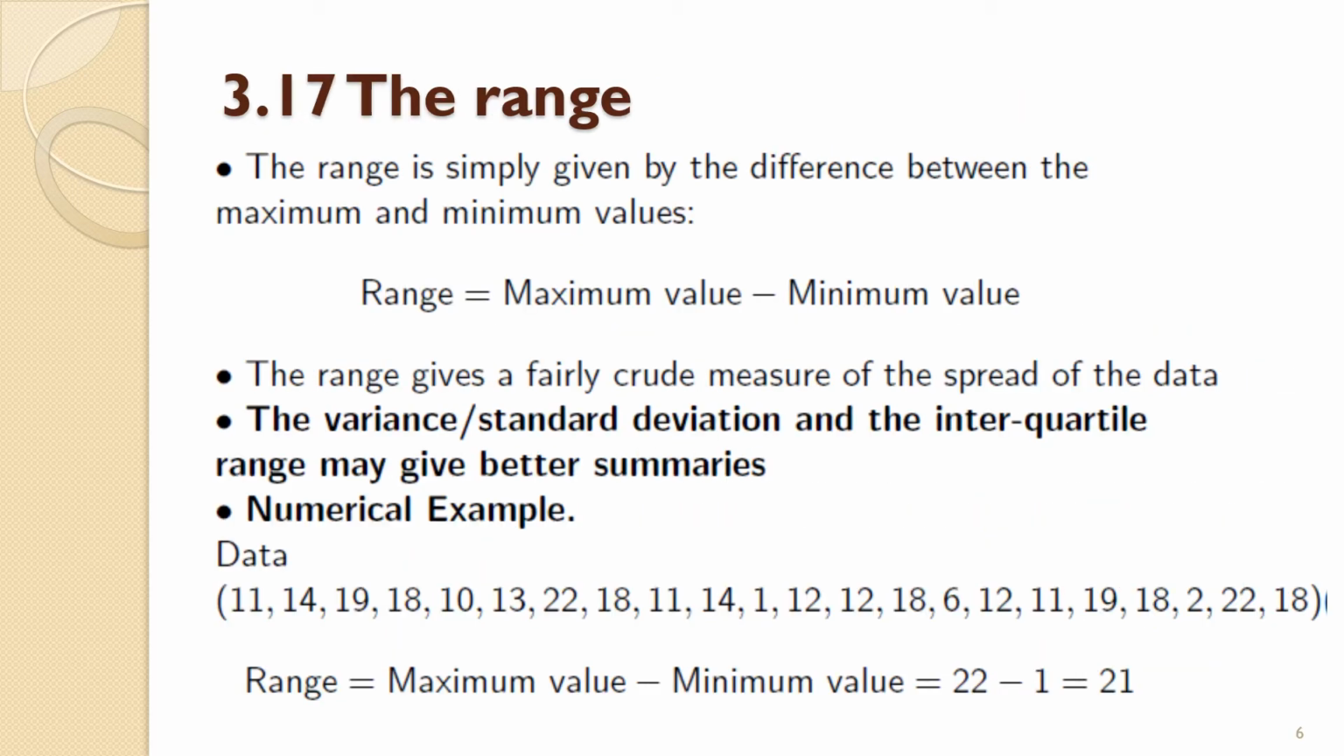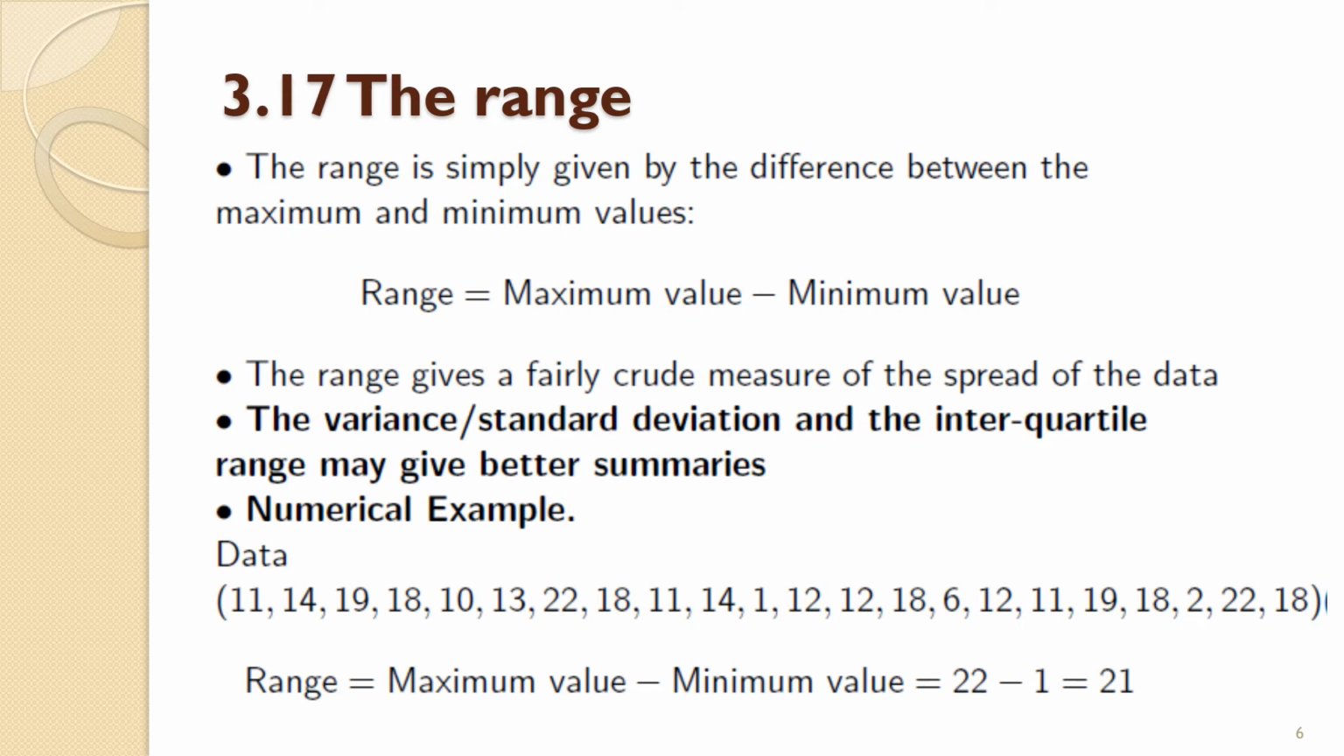I have included the range here as a potential measure of spread or dispersion in the data, but the range is a little bit rubbish really, and is probably not as good a summary of the amount of spread in a data set as either the variance, the standard deviation or the interquartile range. The range is simply given by the difference between the maximum and the minimum values. So as the difference between the maximum and the minimum increases, the range increases, and in this sense the data becomes more spread out as the value of the range increases.